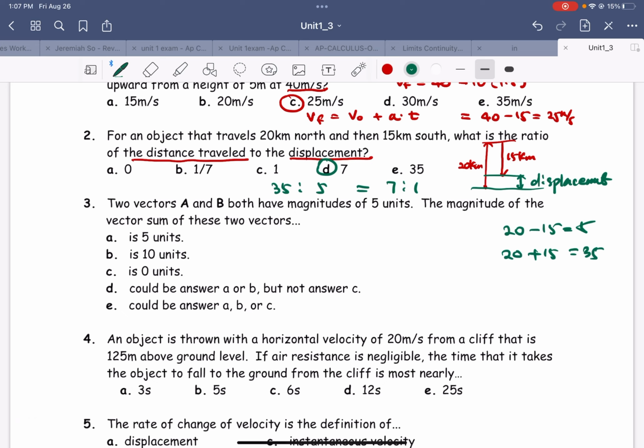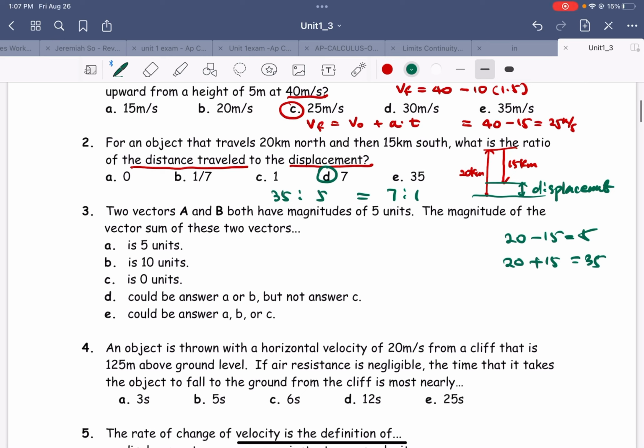Number 3. Two vectors A, B both have a magnitude of 5 units. The magnitude of the sum of these two vectors could be what, right? So they don't say what direction, okay? A vector has a magnitude and direction, but we know the magnitude, and none of their directions is given. So let's say initially they have the same direction, right? So this one is 5 units, also 5 units. Then it will be double. Their sum will be like 10 units in that direction.